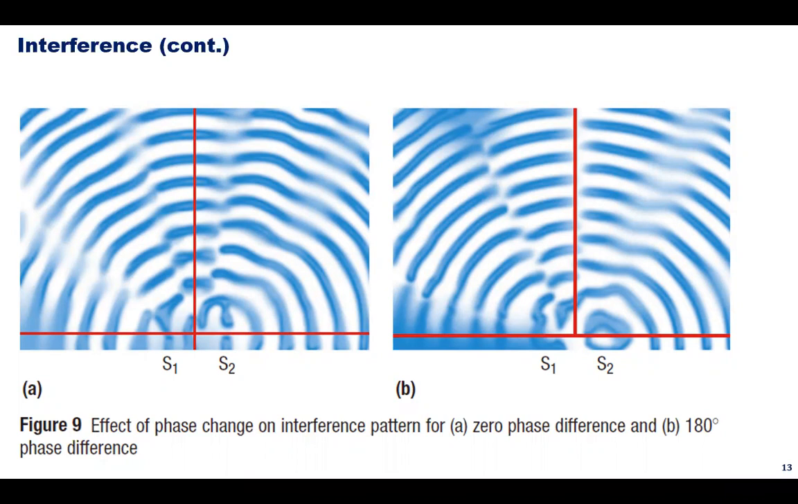However, if the relative phase of the two sources changes, then the pattern shifts, as shown here in figure 9, but the number of nodal lines stays the same. In figure 9a, the sources are in phase, but in figure 9b, there is a phase difference of 180 degrees.